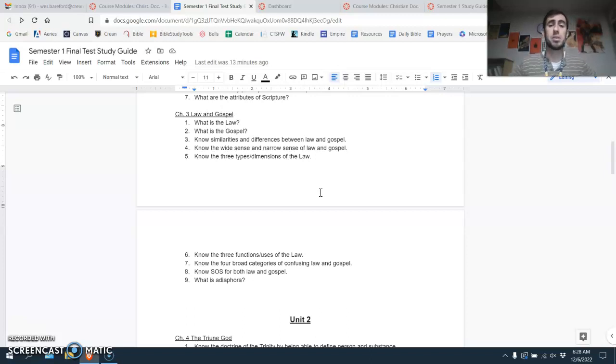In the wide sense, the law is really all of God's word. Law just is Torah, instruction. All of God's word is instructive to us. In the narrow sense, the law is specifically those words that are commands, expectations, accusations to sinners, condemnations of sinners. In the narrow sense, that's the law.